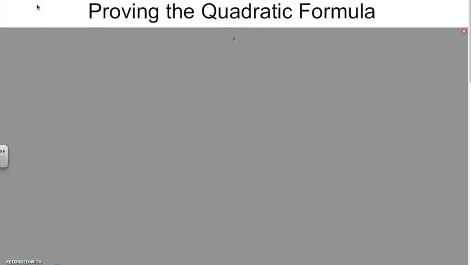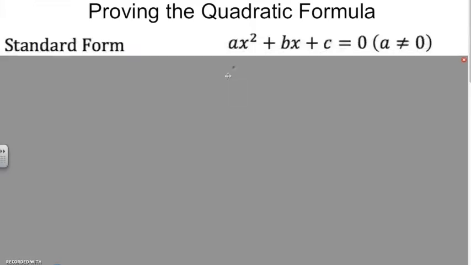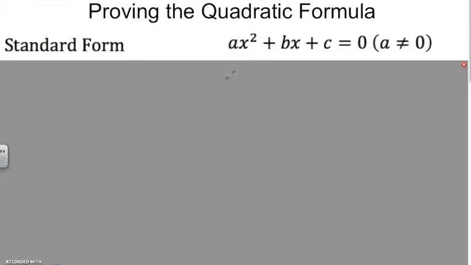Alright, as promised, we are going to go ahead and prove the quadratic formula. Now, we are going to do so using the standard form, ax squared plus bx plus c is equal to 0. And we do say that a cannot equal 0 because if a was 0, that means we would have no x squared term and it would just be a linear function.